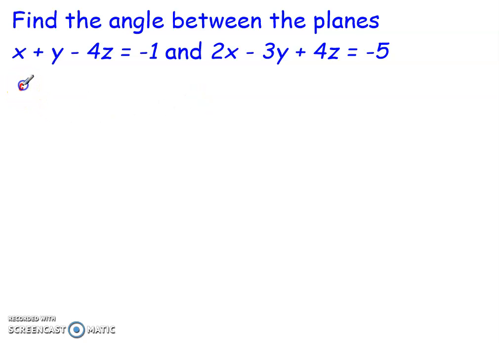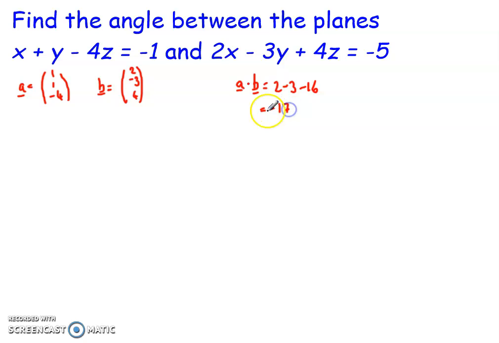So let's get my two vectors, my A and my B, the normals to the planes. A is going to be the normal to this plane here, and just by inspection I can say it's (1, 1, -4). And B is going to be the normal to this plane here, and again, just inspect the equation and I can tell it's (2, -3, 4). So I now need to do, firstly, the dot product, A dot B. What that's going to give me is 2 minus 3 minus 16, so that's the equivalent of minus 17.